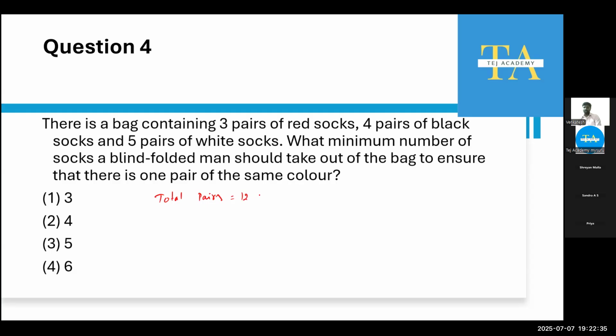So total 12 pairs are there. That means the total number of socks is equal to 24. Yes. And if a person picks the minimum, here 3 is the minimum. If a person picks 3 socks, it is possible to get different colors.